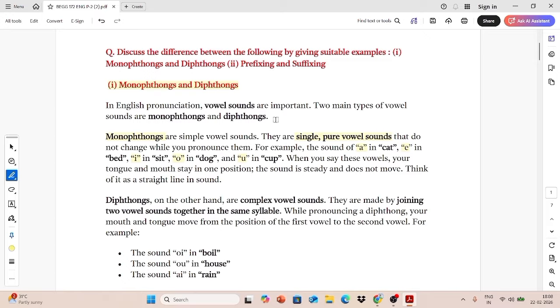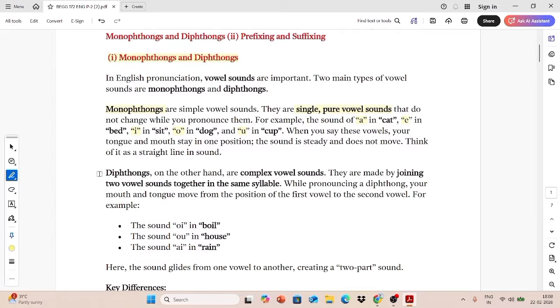As you can hear these, we are not stretching any sound in these words. We are just saying cat, bed, sit, like that. Okay? So think of it as a straight line in a sound. It is going in a straight line, so there are no variations. So these are monophthongs.